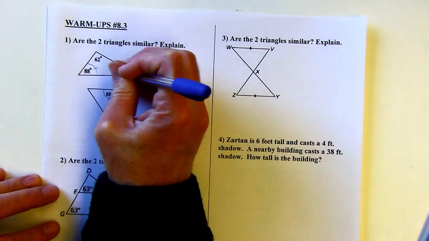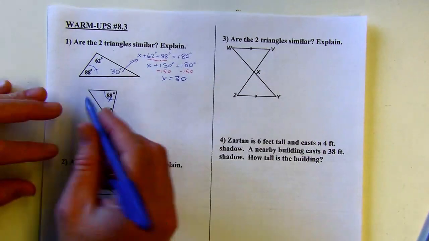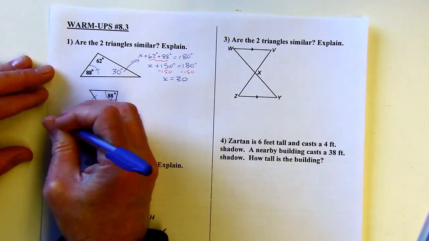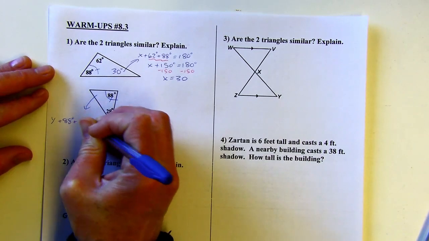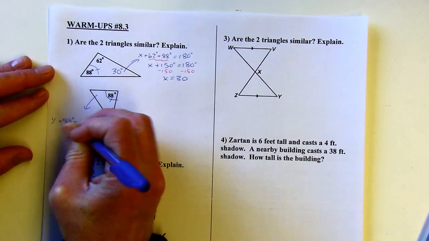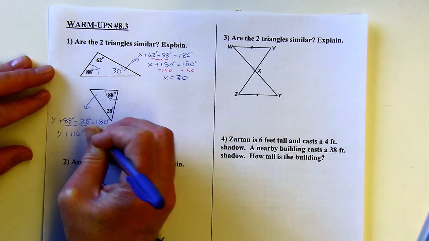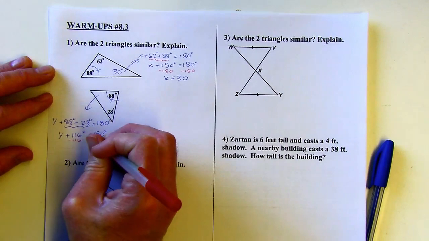Okay, so this angle is 30 degrees, so that was close, but I didn't have a match here. So let's check this other missing angle just to make sure. I'll call this y. Combine my like terms there. And subtract 116.